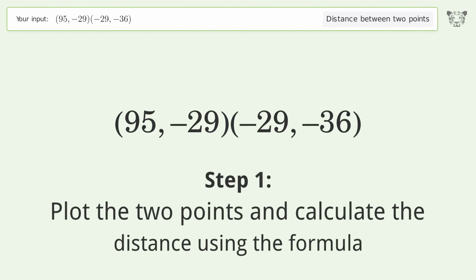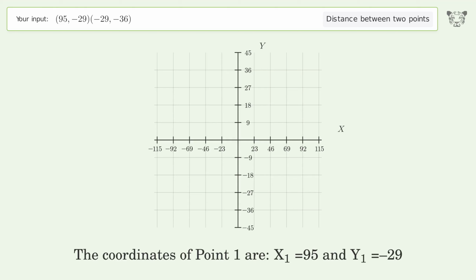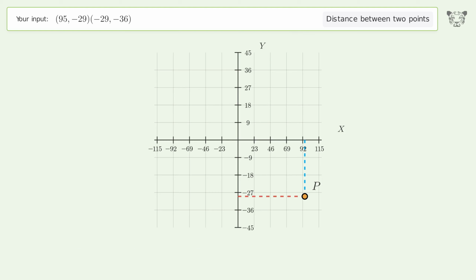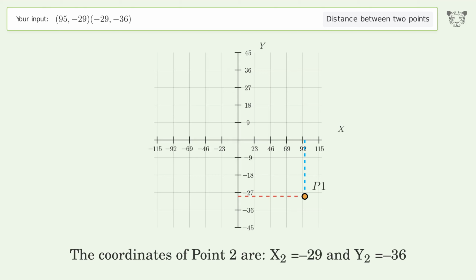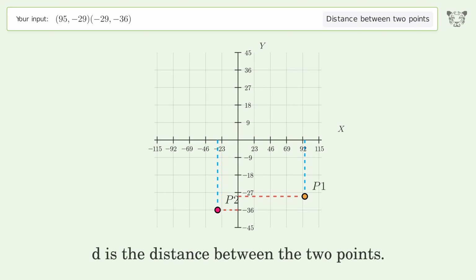Plot the 2 points and calculate the distance using the formula. The coordinates of point 1 are x1 equals 95 and y1 equals -29. The coordinates of point 2 are x2 equals -29 and y2 equals -36. D is the distance between the 2 points.